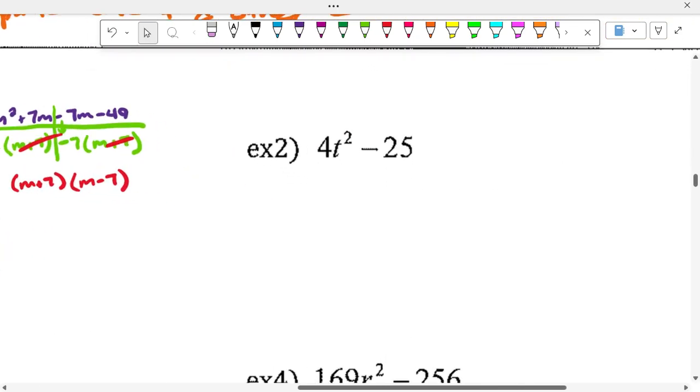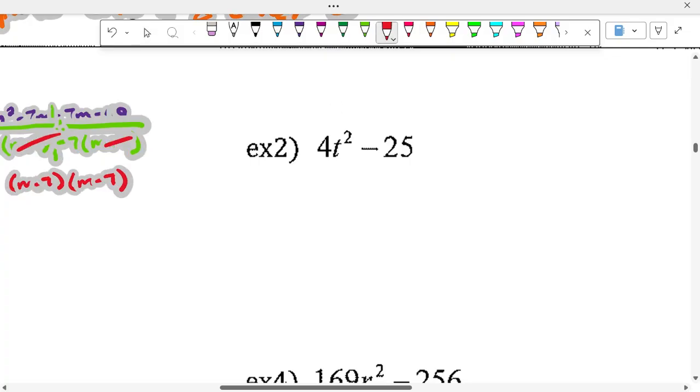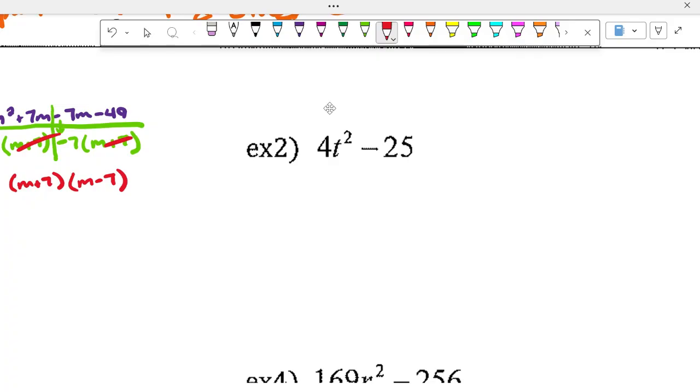Next one. All right. So is 4t squared a perfect square? Yeah. So that's my a squared. Is 25 a perfect square? Yep. That's my b squared. And we're definitely subtracting them. So I need to get a and b. So what's the square root of 4t squared? 2 what? 2t. So square root of 4 is 2. Square root of t squared is t. What's the square root of 25?